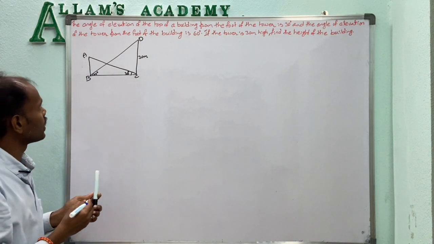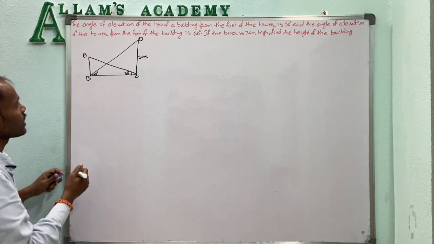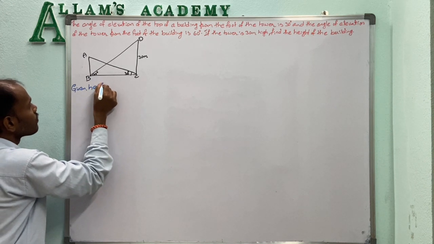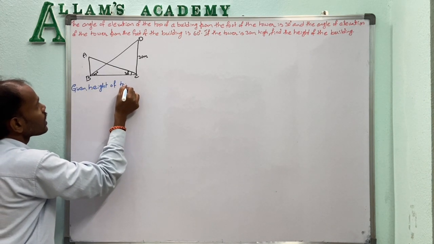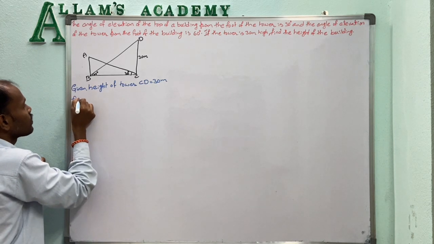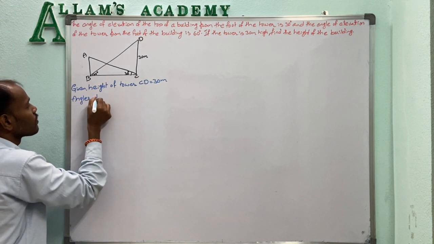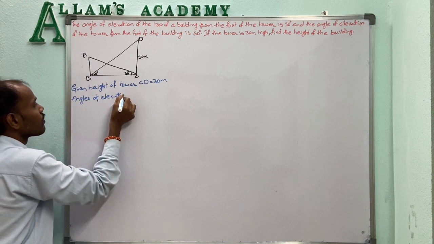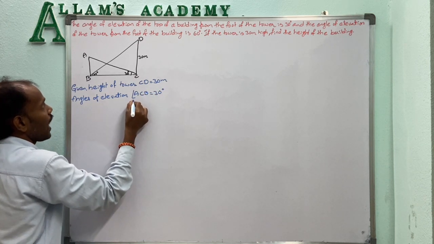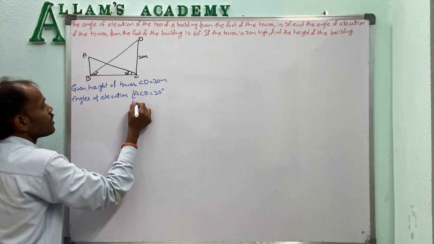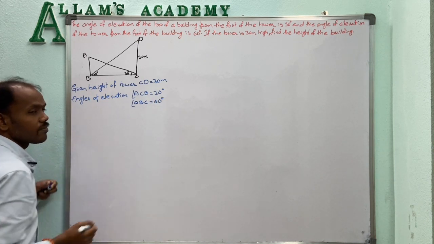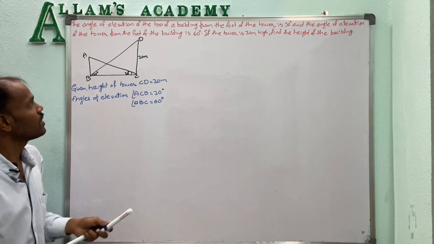Okay. So here the given information, writing: given, height of tower CD equal to 30 meters, angles of elevation, angle ACB equal to 30 degrees, angle DBC equal to 60 degrees.